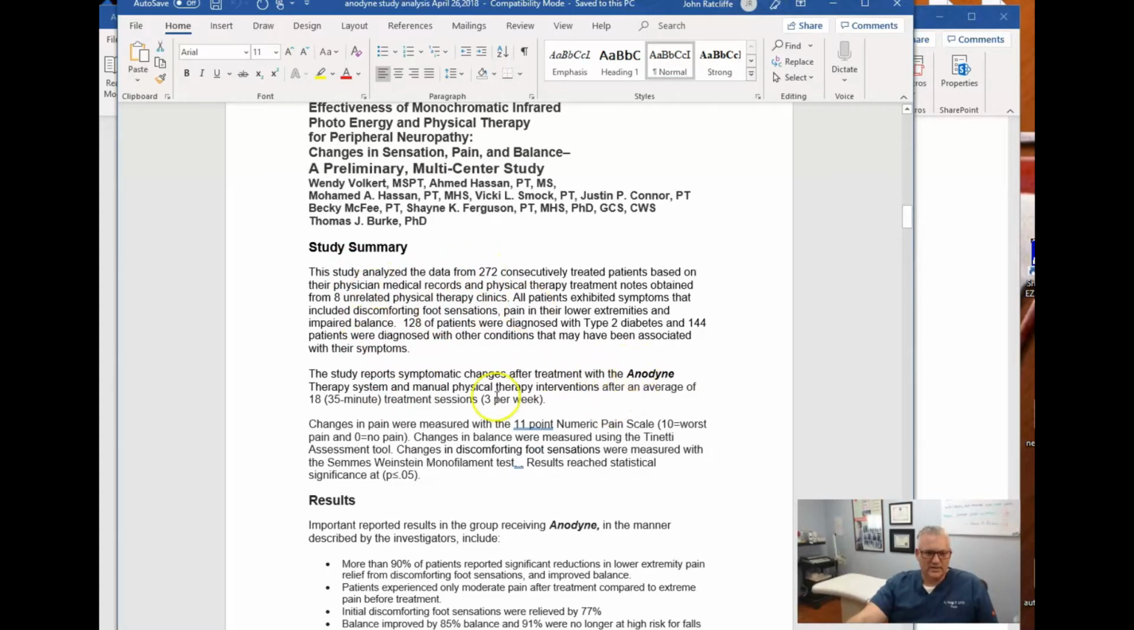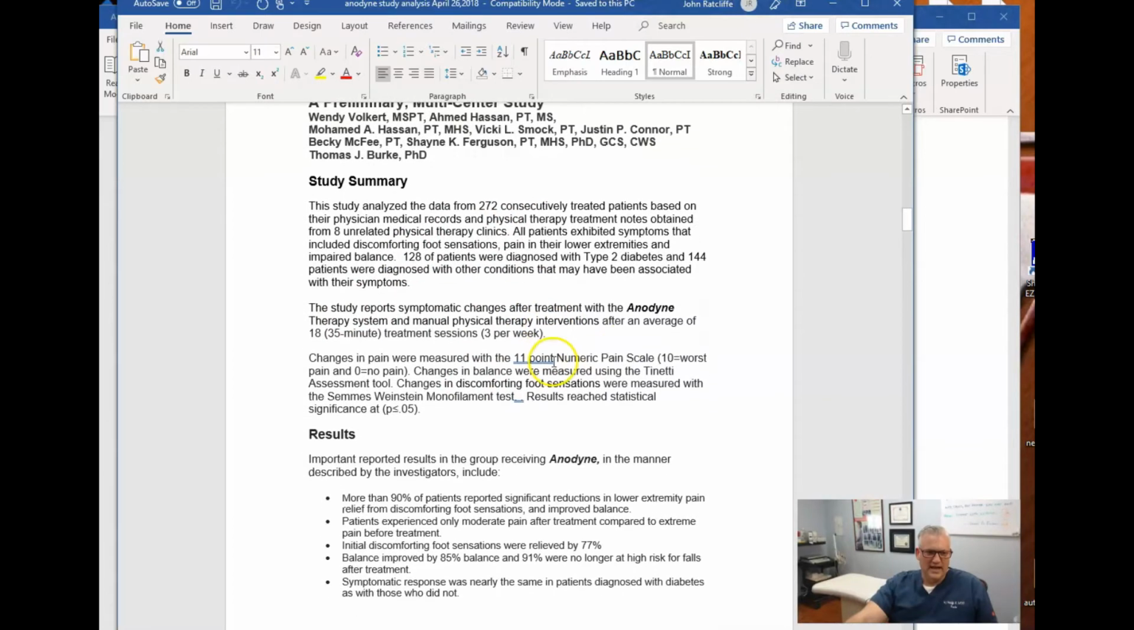Let's see if we can just sum it up real quick. Of the 272, 128 patients were diagnosed with type 2 diabetes, and 144 patients were diagnosed with other conditions that may have been associated with their symptoms. So 272 people with numbness, tingling, pain. Of those, 128 of the 272 were diabetic.